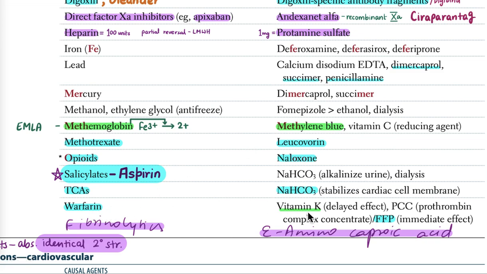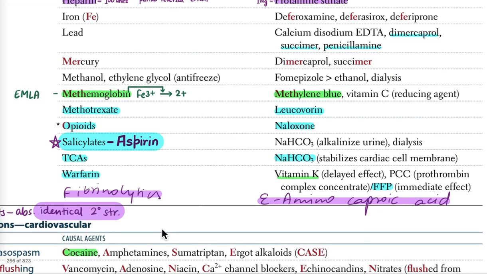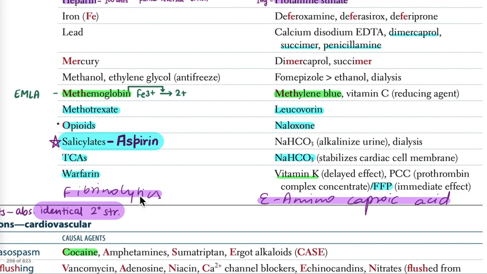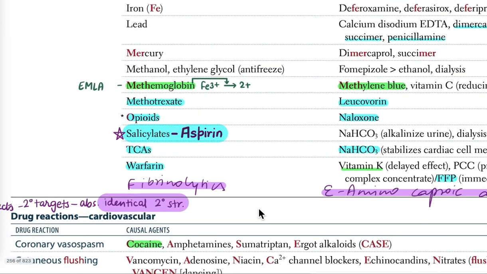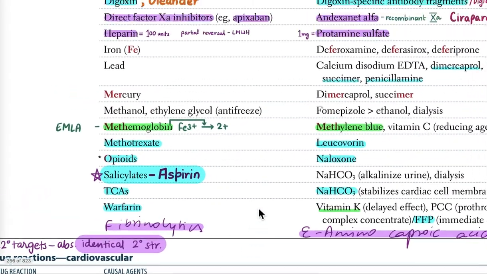And warfarin is obviously vitamin K because warfarin inhibits the enzyme gamma carboxylase. So vitamin K. And yeah, this is very important. For the fibrinolytics, the antidote is epsilon aminocaproic acid. This also has come, epsilon aminocaproic acid.